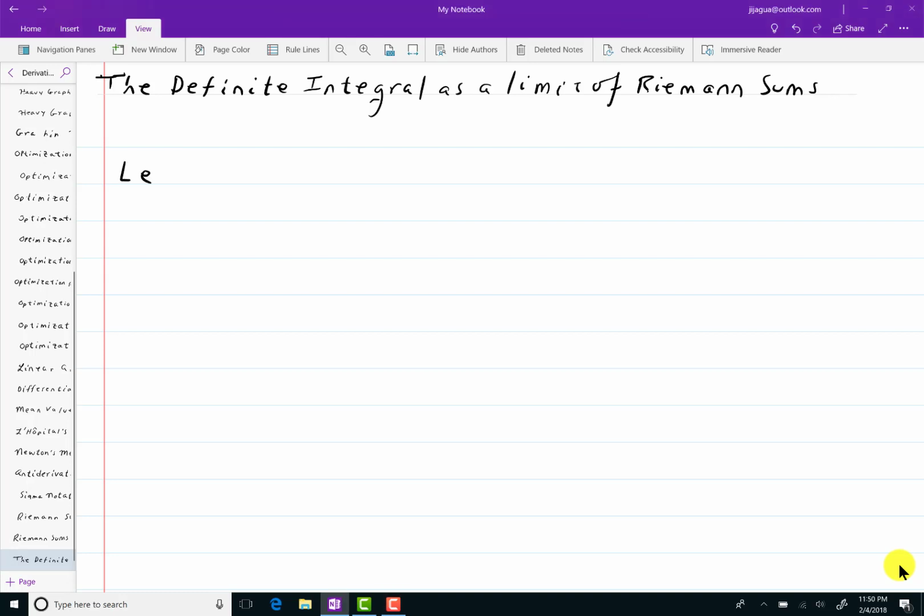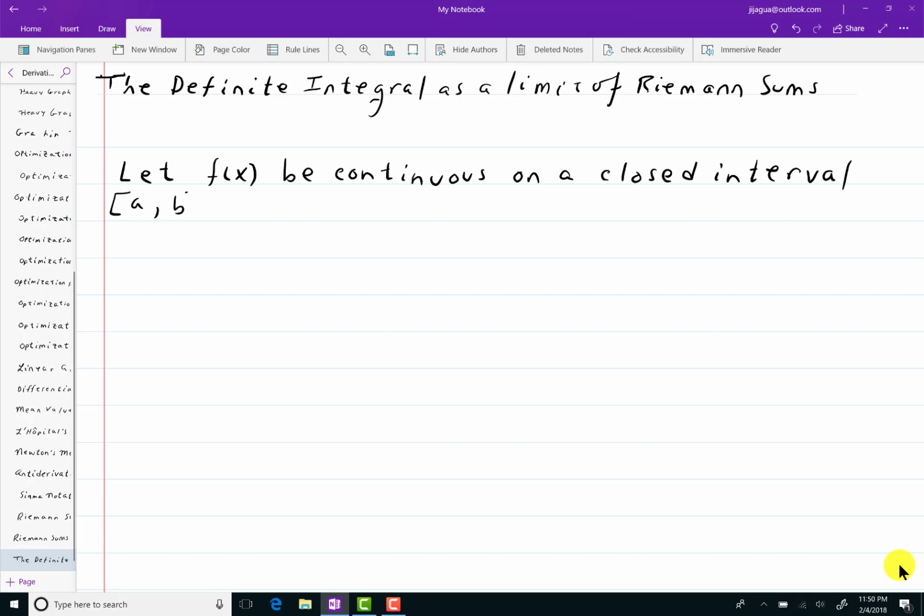Let f of x be continuous on a closed interval [a, b]. Let me draw just a rough sketch. No real importance is needed in this picture right now. So I'll put A and B.